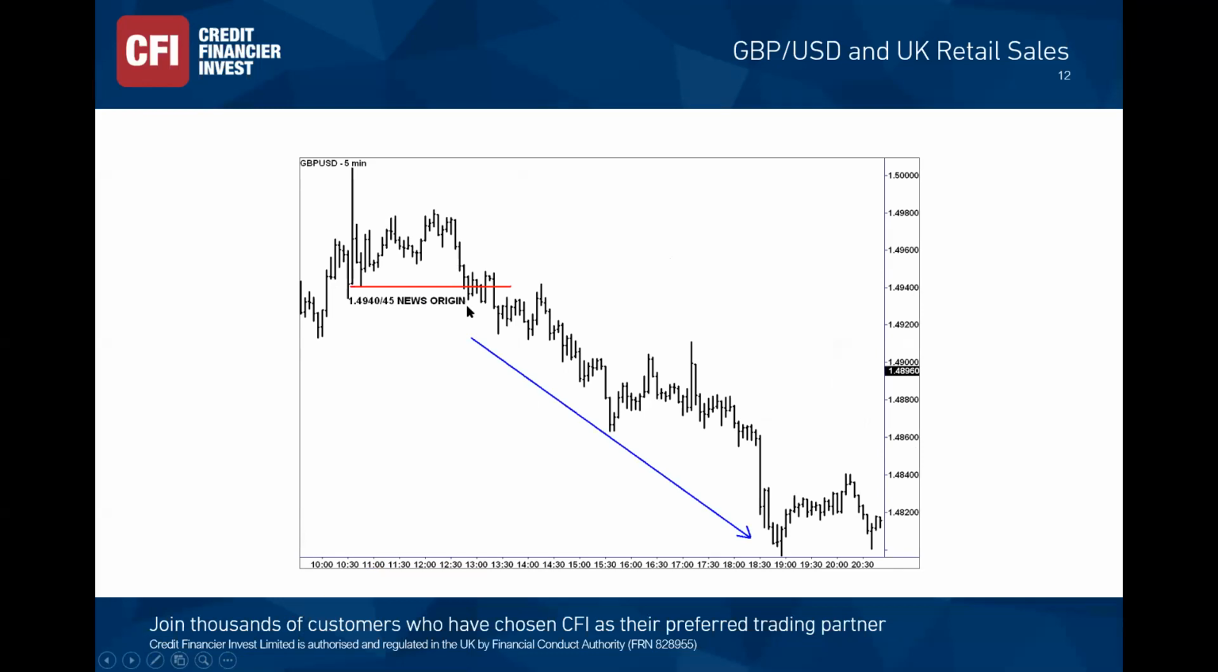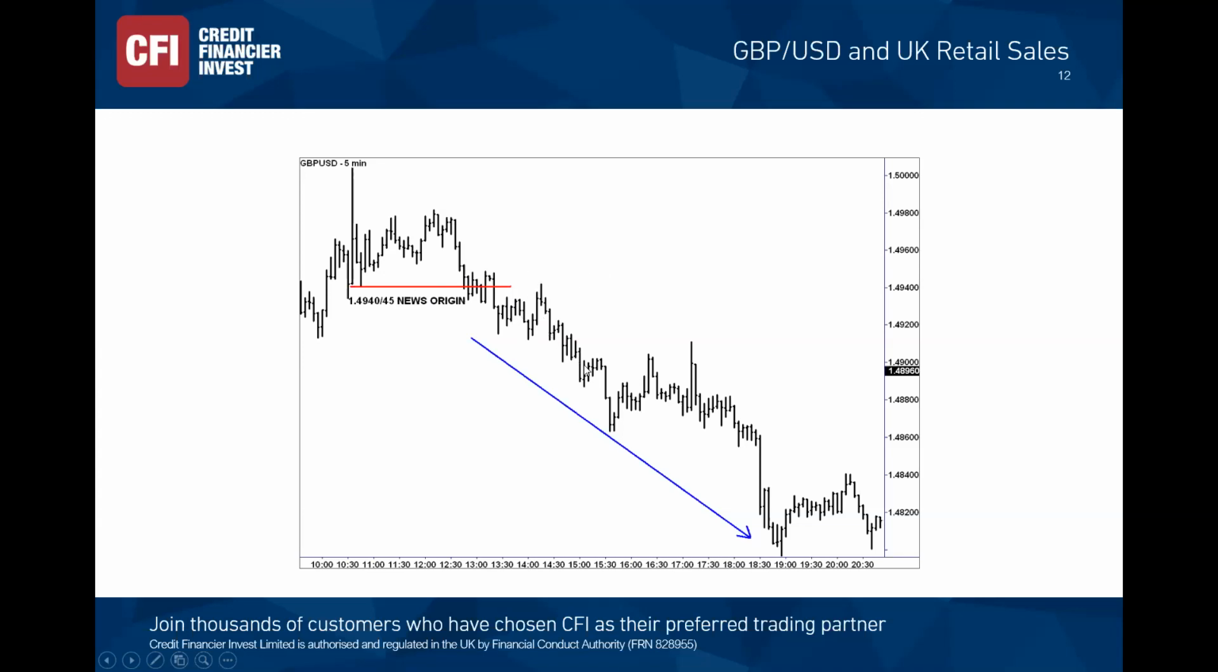So what happened for the rest of the session? After the initial chop around the news origin level, cable started to break down and trend down a little bit. Again, it had a retest as old support became resistance, typical technical analysis theory. It breaks down through the origin and retests it. This is like the last chance for the buyers to get out anywhere near their entry point, and then it meets fresh selling. Why? Because all of these people want to get out of the market to reduce their losses.